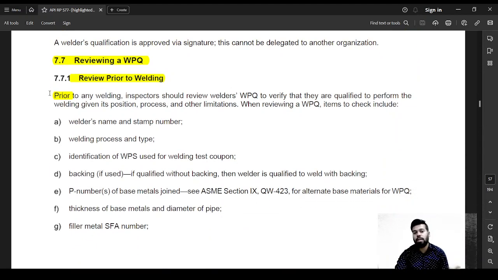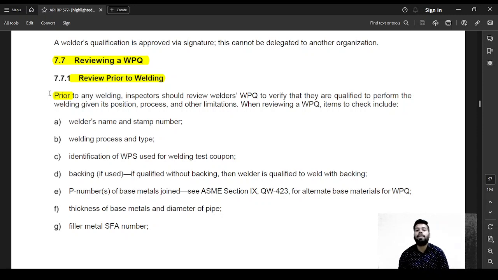How to review the WPQ? These are the points generally used to review the WPQ. Prior to any welding, the inspector should review the welder's WPQ to verify that they are qualified to perform the welding given its position, process and other limitations.